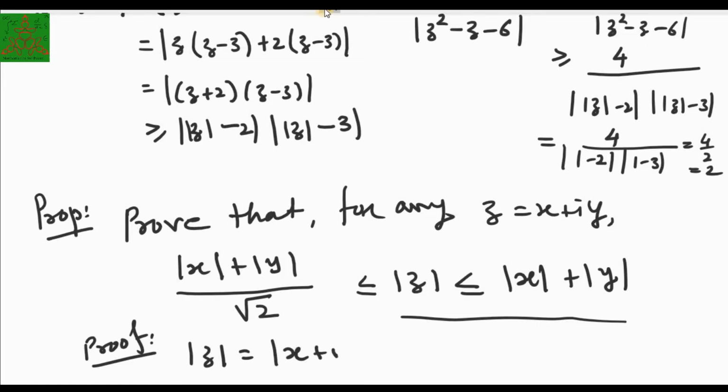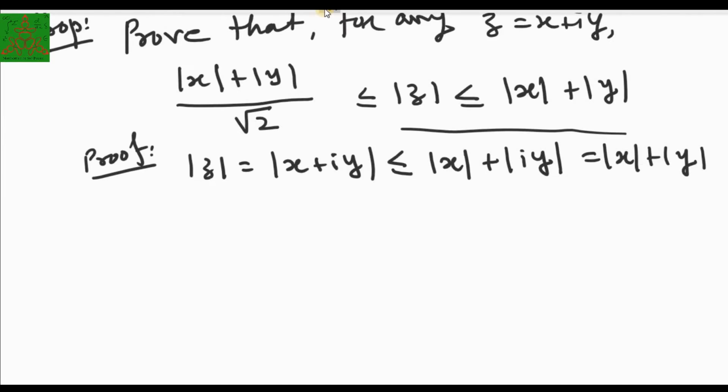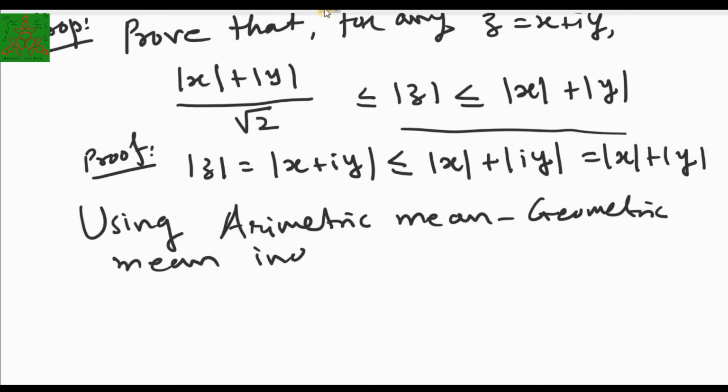x plus iy. By the triangle inequality we can write this as mod x plus mod iy, which is mod x plus mod of iy, because the mod of i is 1. So that is the inequality we will have using the arithmetic and geometric mean inequality, that is the AM-GM inequality.